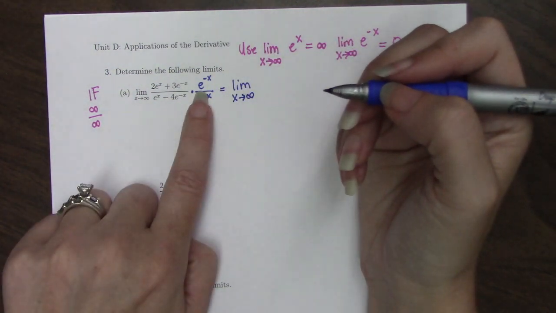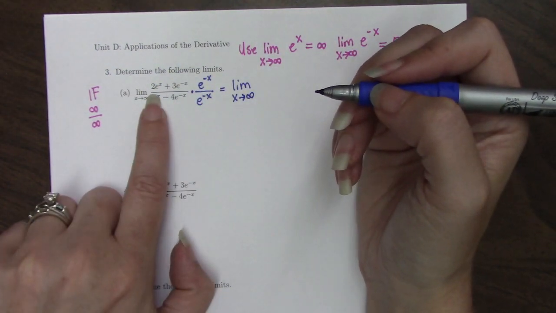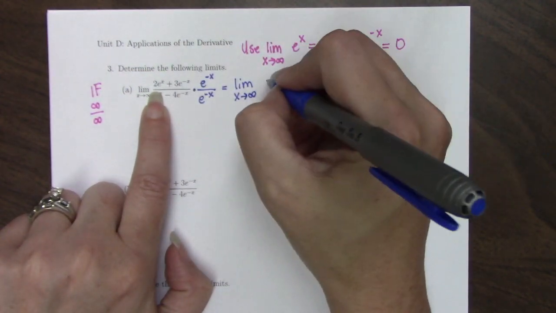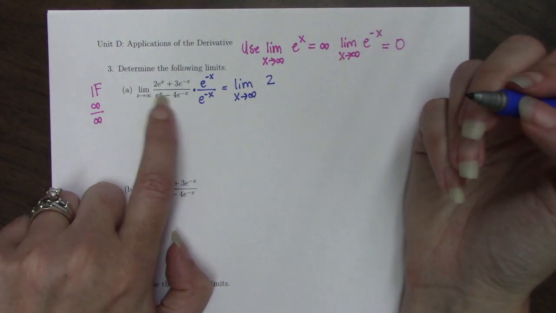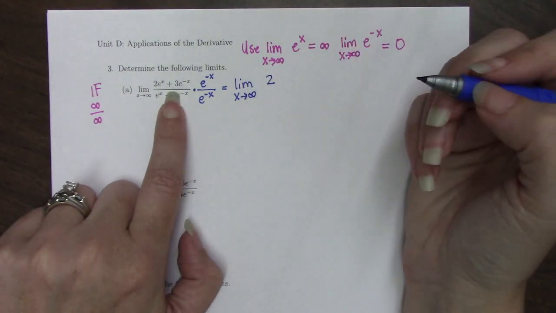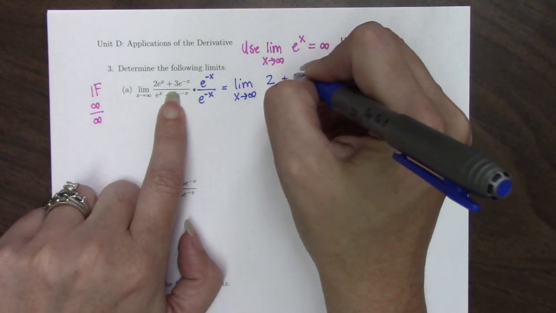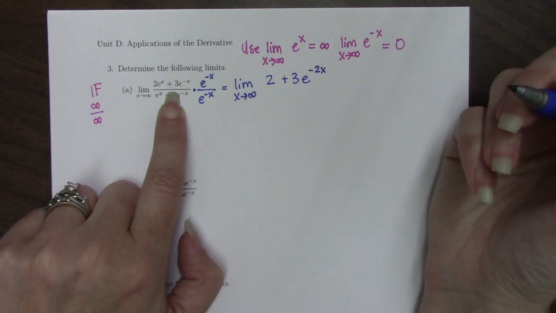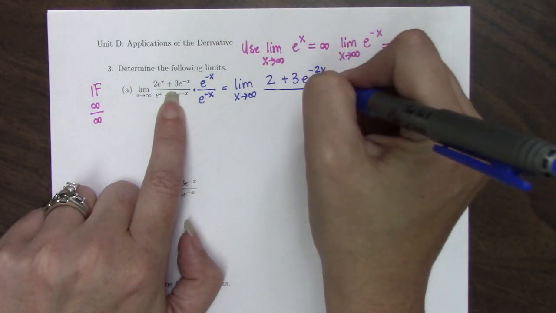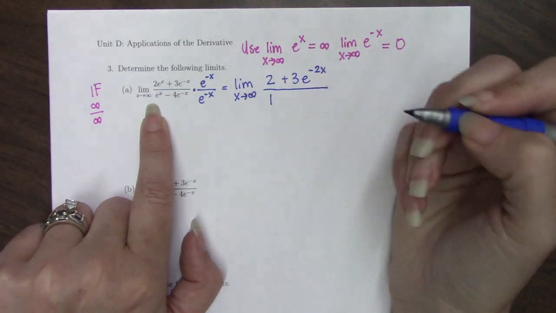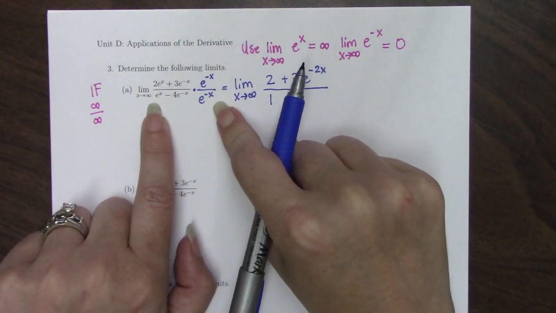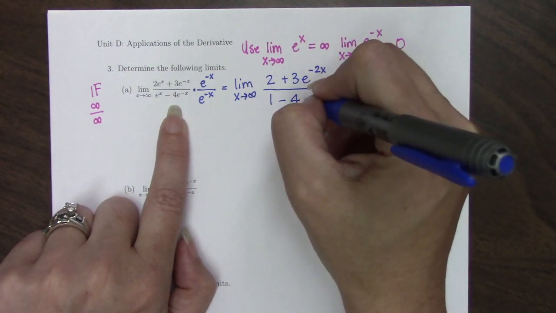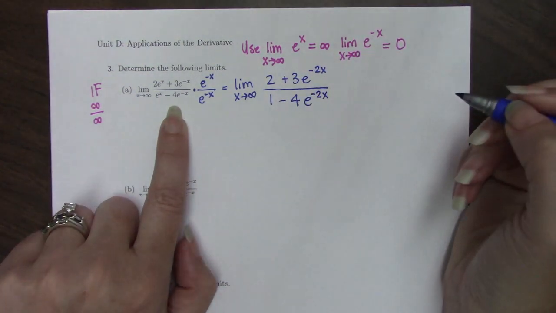So when I distribute e to the negative x across this term, 2e to the positive x times e to the negative x, the exponents add to 0, and I just end up with 2. But 3e to the negative x times e to the negative x gives me 3e to the negative 2x, because you add negative x plus negative x. In the denominator, I get 1, because e to the x times e to the negative x is e to the 0, minus 4e to the negative 2x.